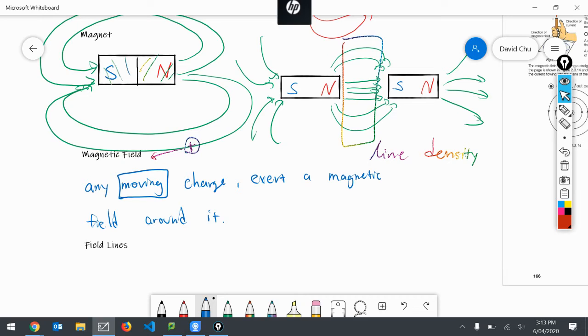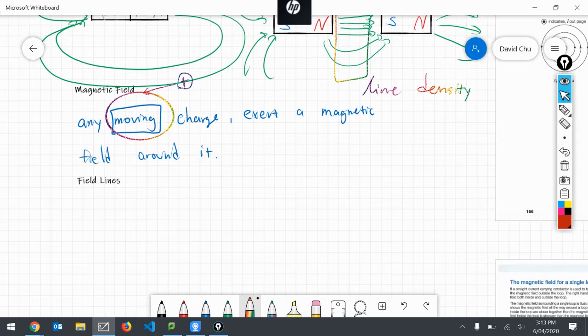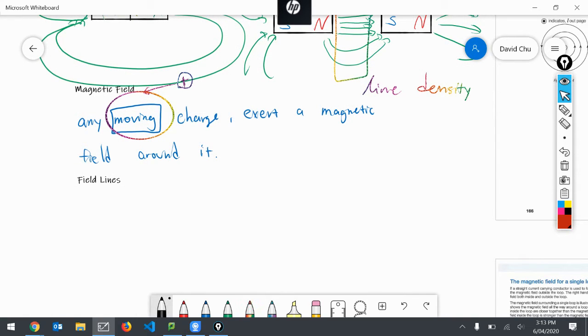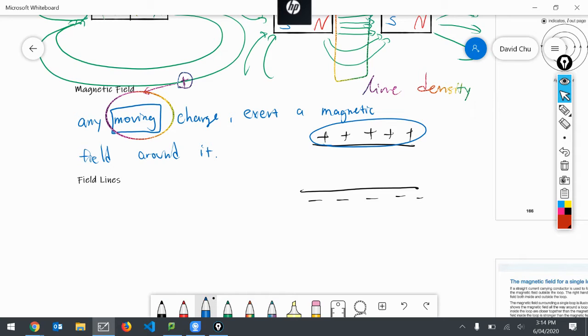So now the key thing is a moving charge. If a charge is not moving, then it doesn't generate a magnetic field. So I'll go to our favorite parallel plate, which you learned from the previous topic. Now all the charges here and all the charges here are static, which means they're not moving. So you're not going to generate a magnetic field.